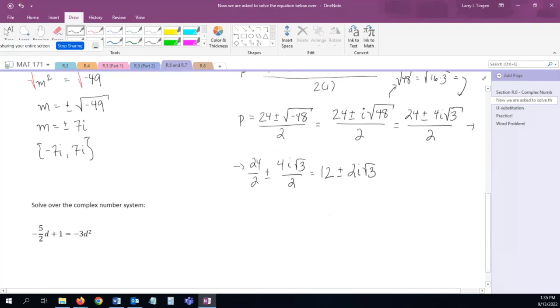And now I can write my two solutions because this is a plus and minus. The solutions here are 12 plus 2i times the square root of 3, 12 minus 2i times the square root of 3. All right.